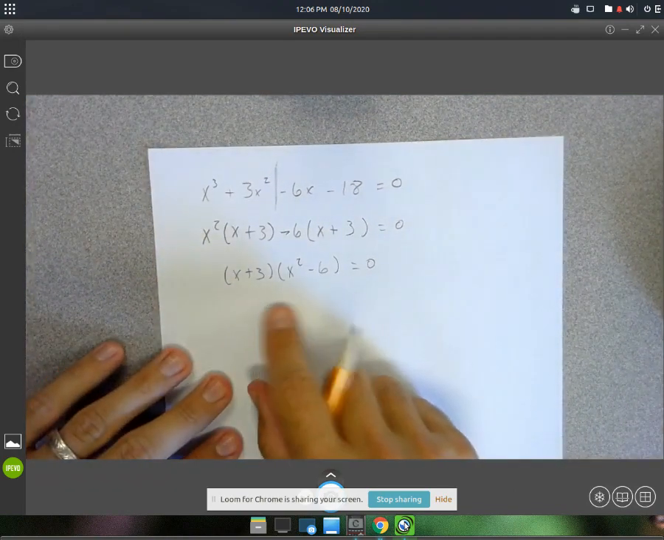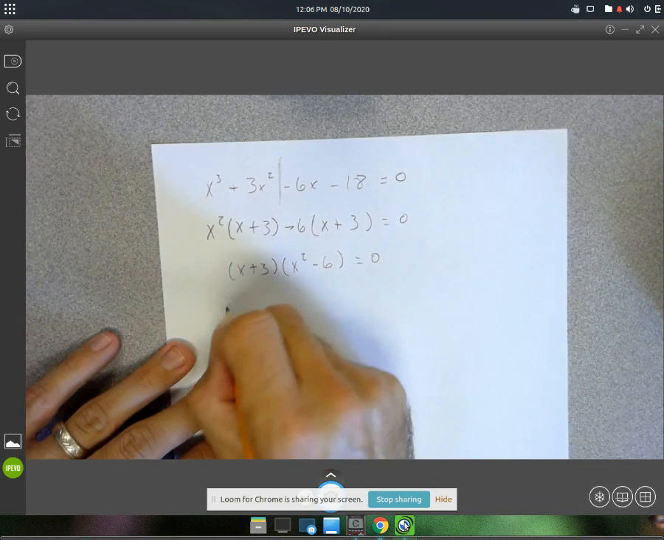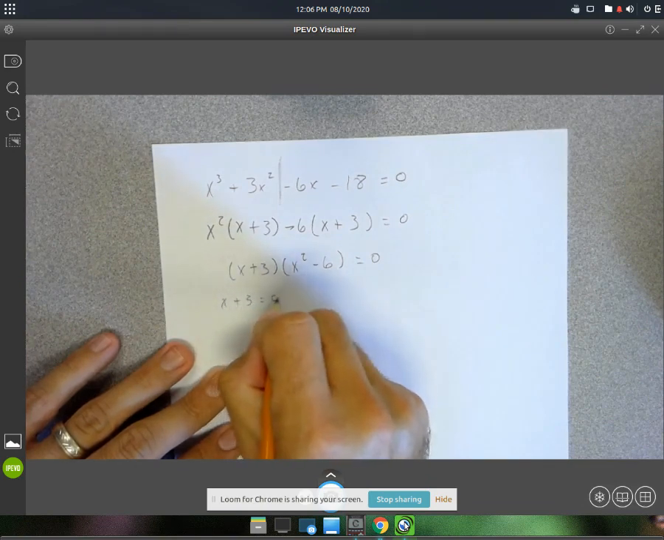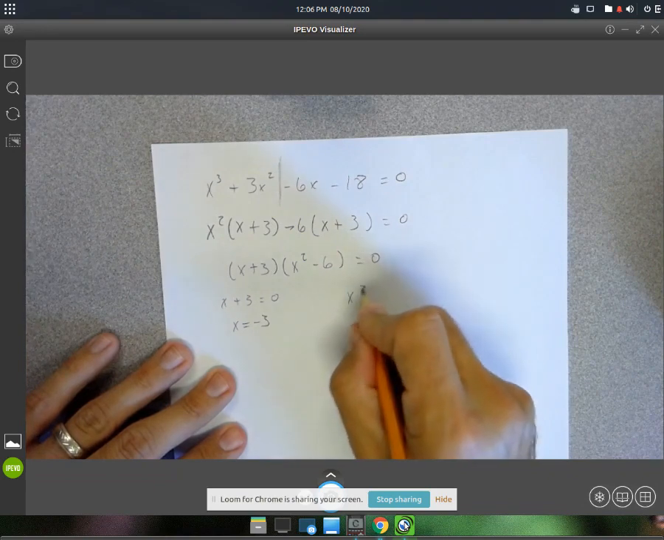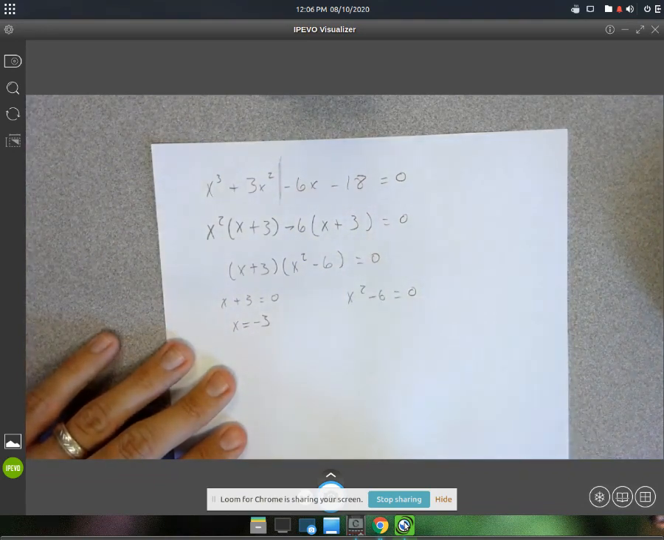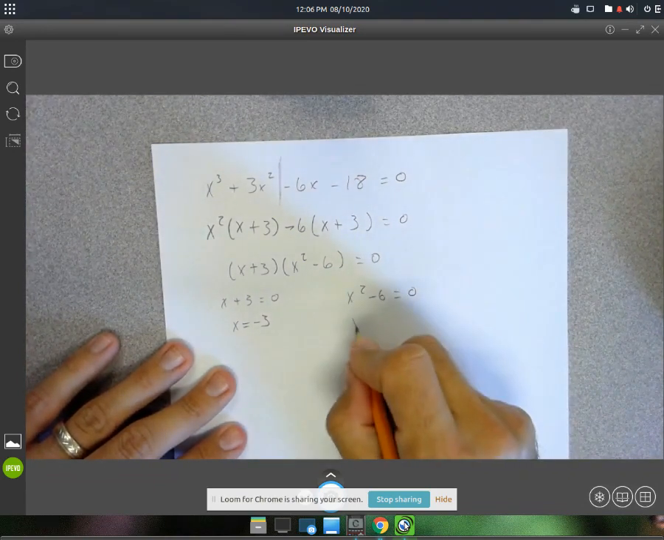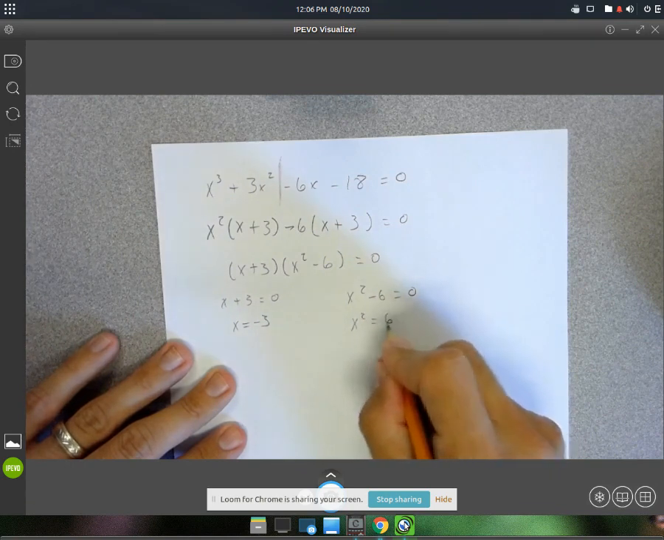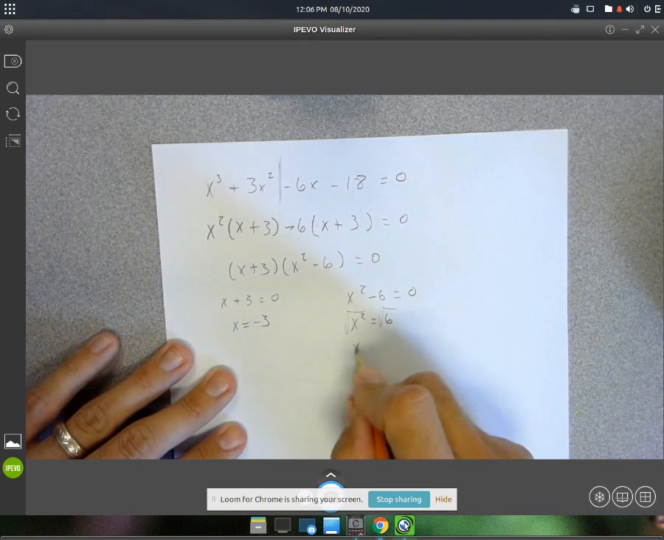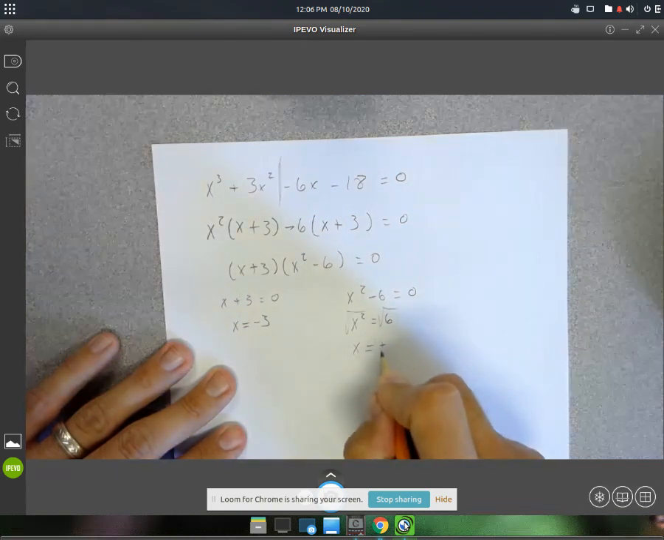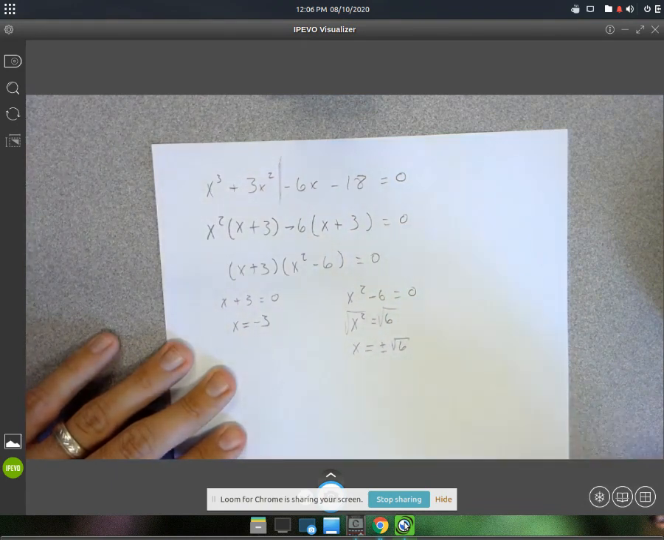All right, and now it's in factored form. You can solve it by setting each factor equal to 0. So x plus 3 equals 0. This means x equals negative 3. x squared minus 6 equals 0. You'll add 6 to both sides, and then square root both sides. So you'll get x equals plus and minus root 6.